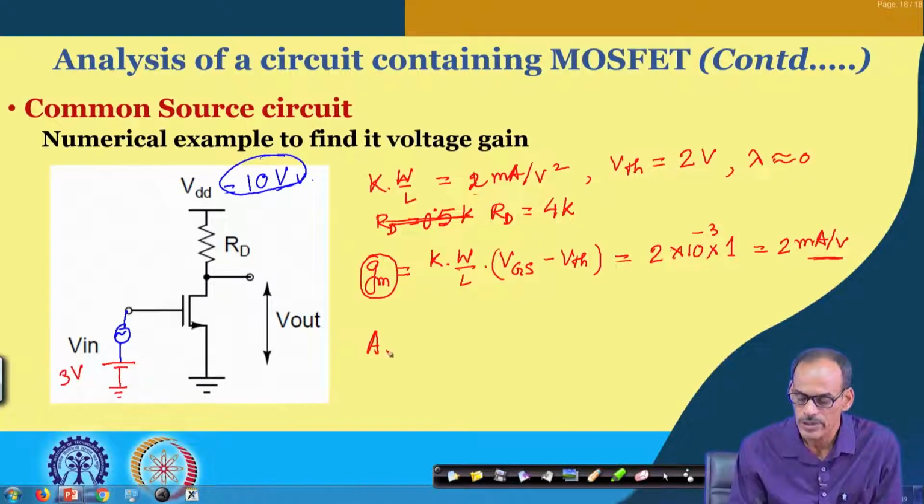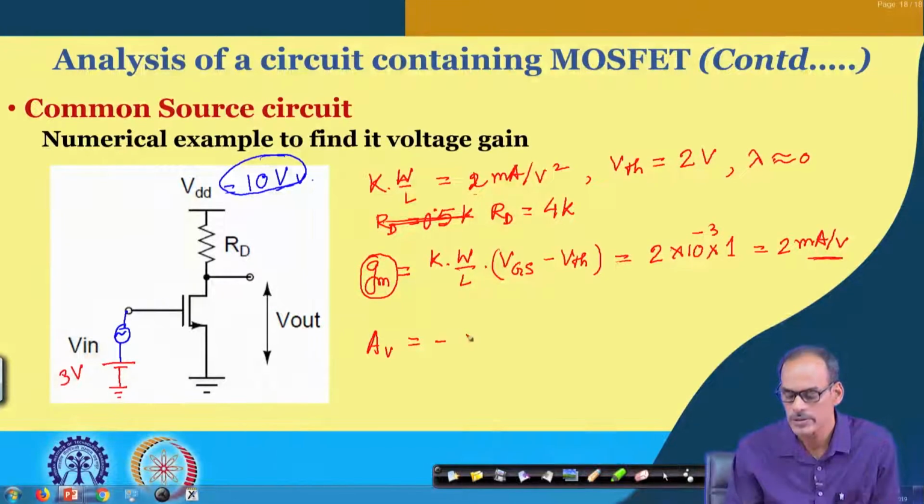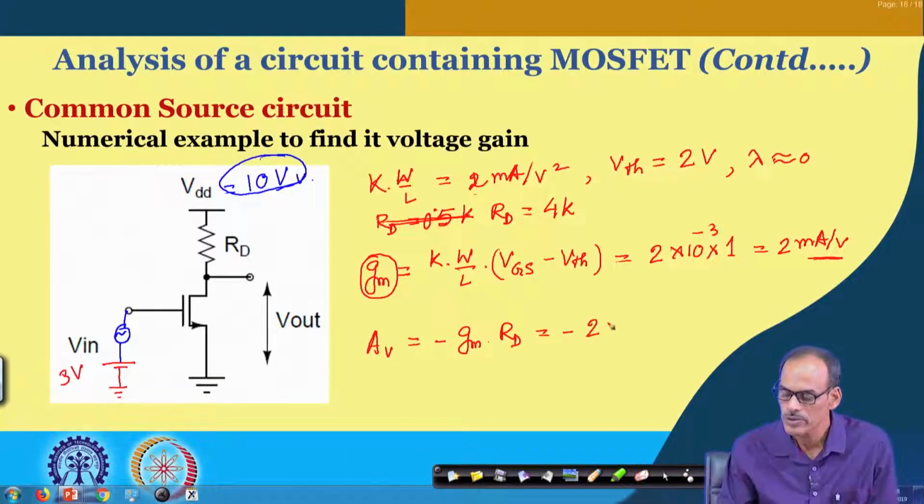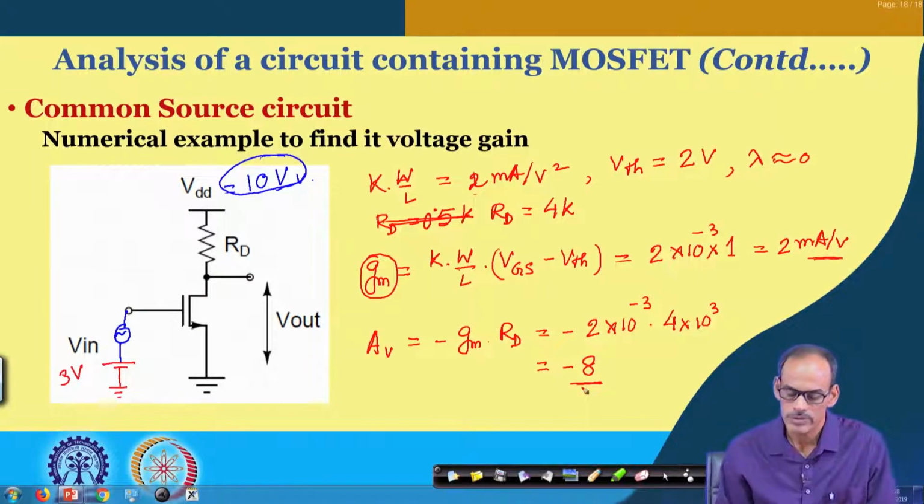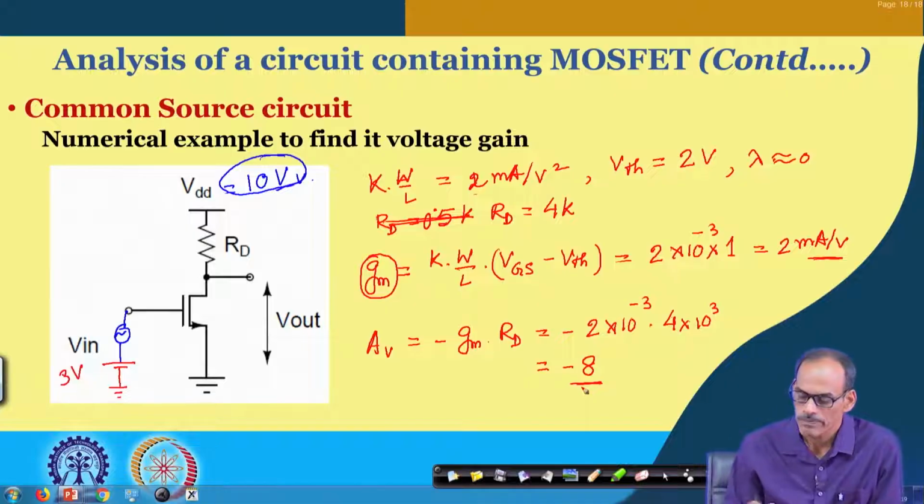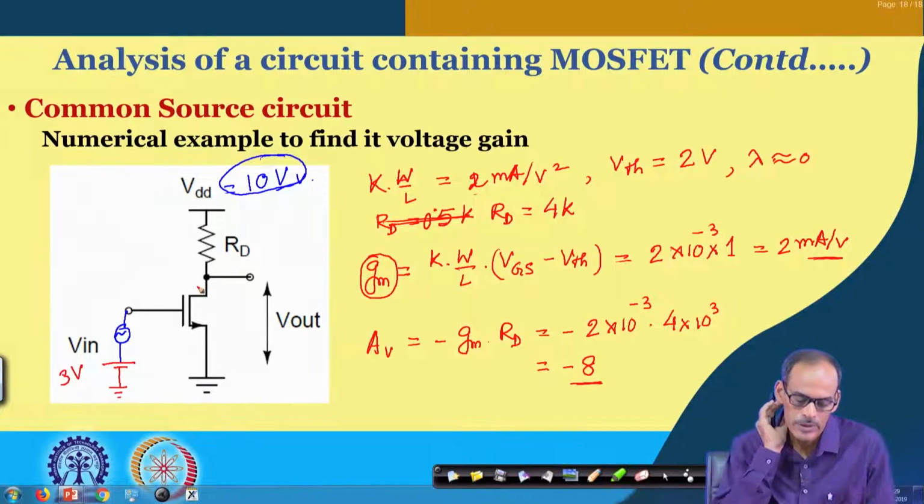The voltage gain is what we said is minus GM into RD, and the GM we already obtained here is 2 milli, and RD equals 4K. So, that gives us a gain of 8 with a minus sign. So, that is the gain of the circuit for this operating point. Of course, we need to verify whether the device will be really in saturation region or not.